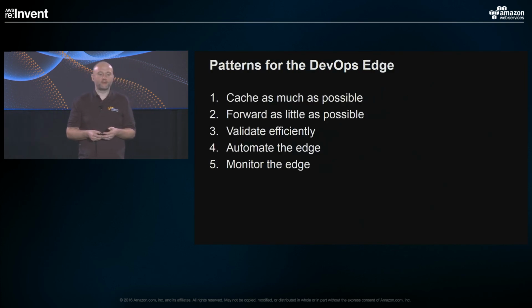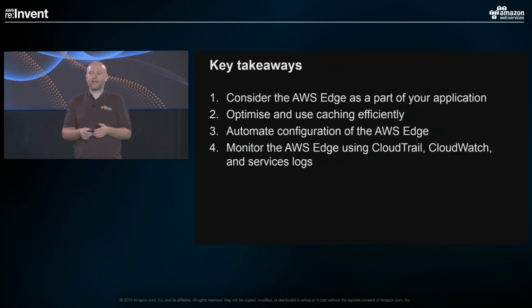So those are all the patterns for the DevOps Edge. There's 5 there in total. One thing I want to talk about is the key takeaways from this session. Think of the AWS Edge services as part of your application. Don't think of it as something that you might add at the end of your project. Think about how you can use them in your application to provide a better user experience.